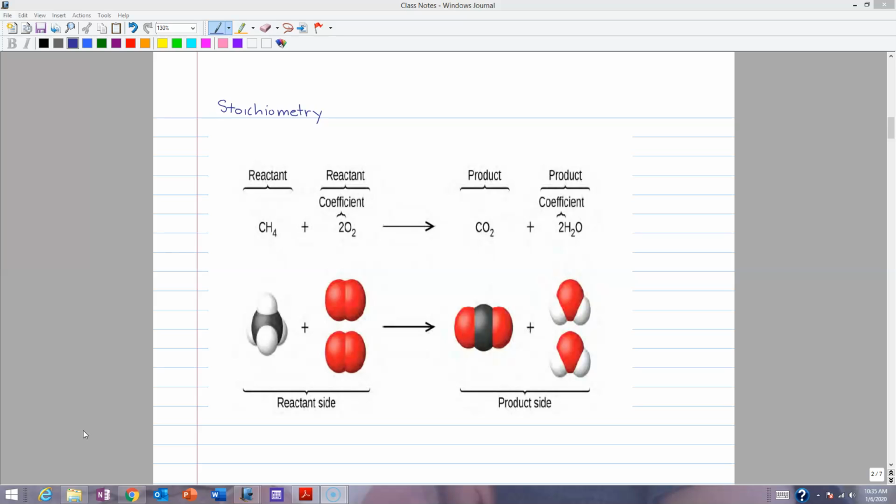Today we're going to be talking about stoichiometry. You're going to need your periodic table and your calculator to complete these problems. We're going to start off by looking at a balanced equation, and we're going to look at what a balanced equation actually tells us.